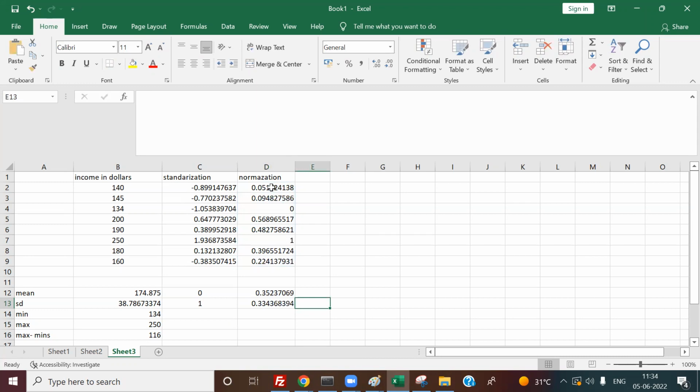So please make a note, when you normalize, mean will not be 0. The standard deviation may not be 1, but all the values would be within 0 and 1.